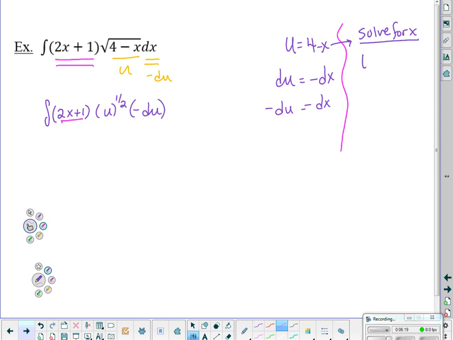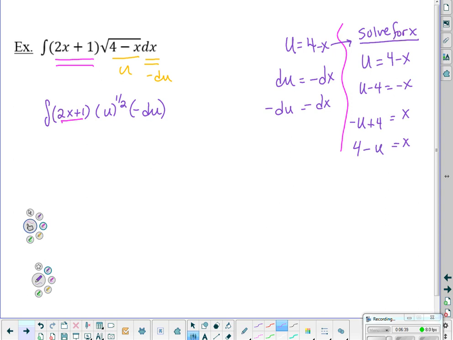And that's just simply algebra, isn't it? So subtract 4, we get u minus 4 equals negative x. Multiply both sides by a negative, and that's going to give me negative u plus a 4. And I could say then that's 4 minus u, just ease of writing it.